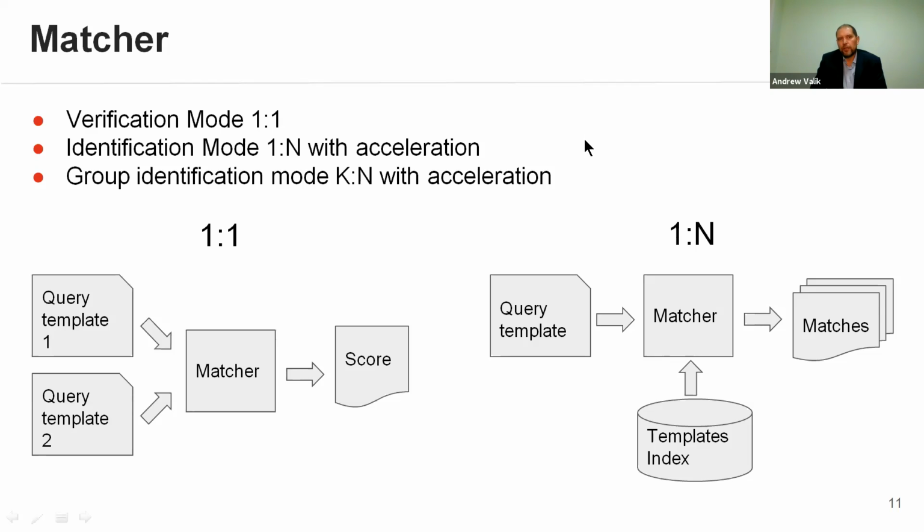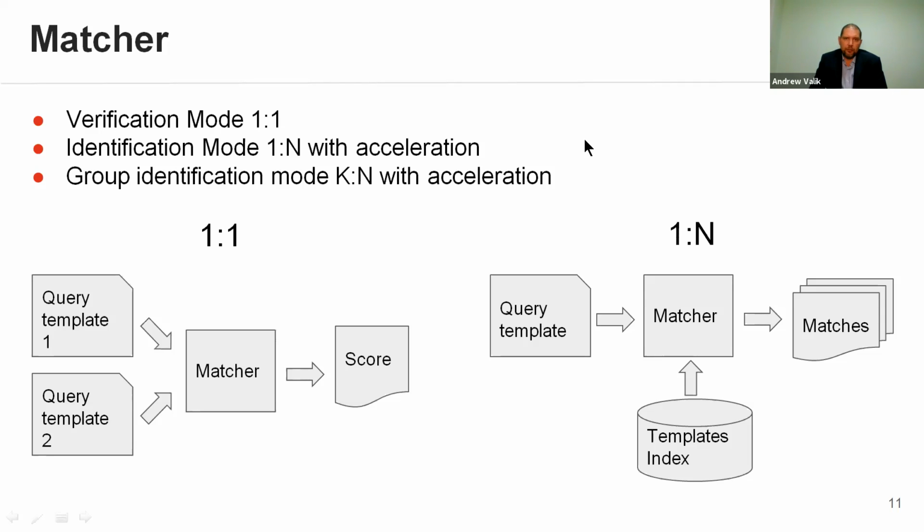If verification mode speed is around a few hundred comparisons per second on one CPU core, identification mode speed is 40 million comparisons per second on one CPU core. It's very fast, and you can use it for identification with a 10 or 100 million database.